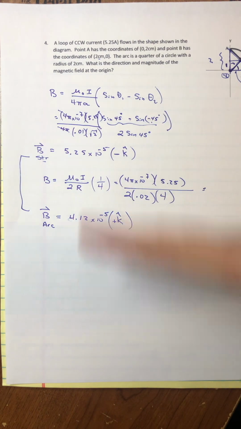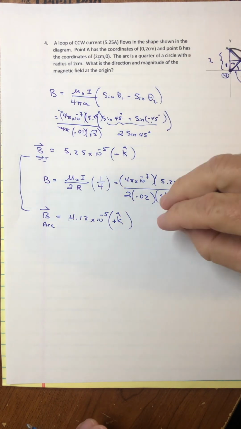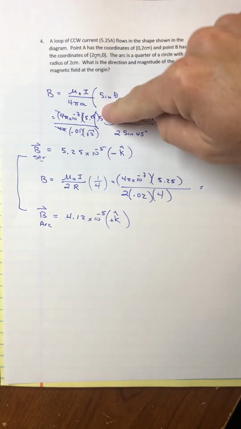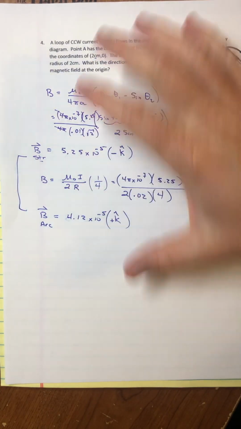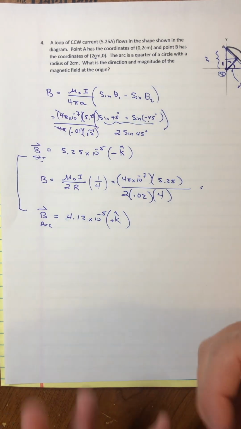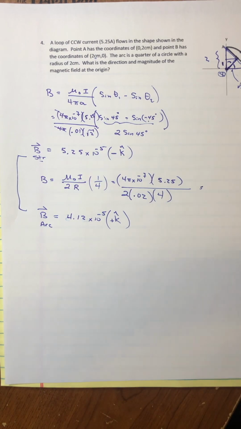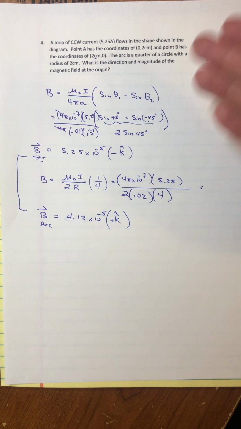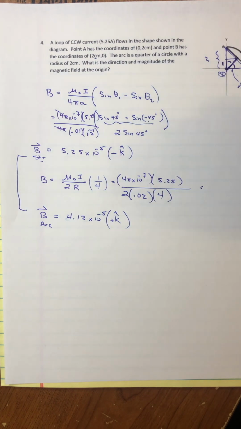So hopefully you noticed that there was a magnetic field created from both configurations, both the straight line and the arc. And so now you calculated them. But the last big piece is to recognize that to get the total field, we have to combine those two. And it's what we would call a vector sum. That is, you have to worry about their directions. And so sure, one is positive and one is negative.